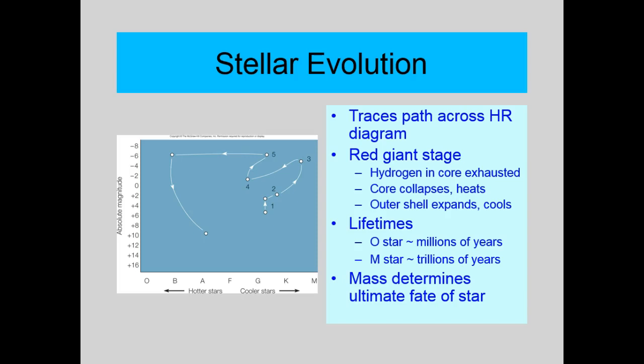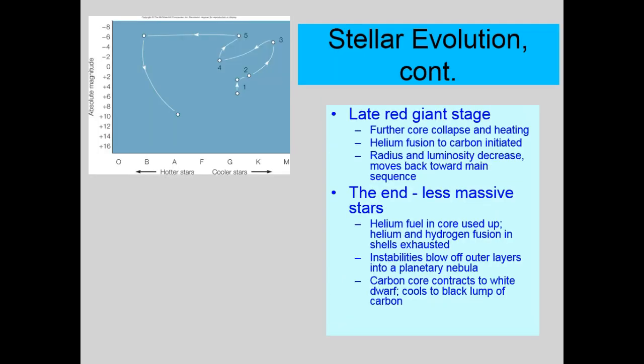So, the hotter stars this way, cooler stars that way, absolute magnitude that way, high that way, low this way. Now, that picture's still in mind. Here's what happens at the end, depending on the size, how massive the stars are. Late in the red giant stage, these are the smaller stars, the least massive stars. The core continues to collapse and heat.